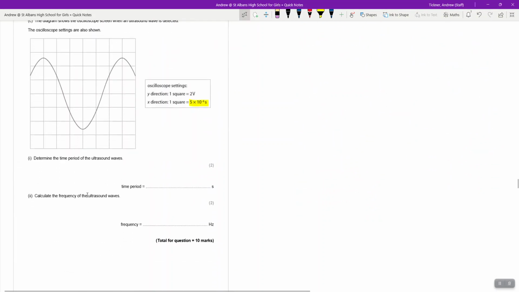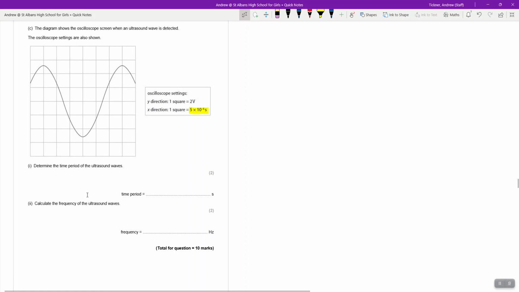In many ways, this is putting into words what you now have to do in this final part of the question. We've got an oscilloscope setting, and we've trapped one wave. We want to determine the time period of the ultrasound wave. So we want to know how many squares it is and how much is one square. It's 5 times 10 to the minus 6 seconds. We've got one wave here: 1, 2, 3, 4, 5, 6. So we've got 6 squares times this time.